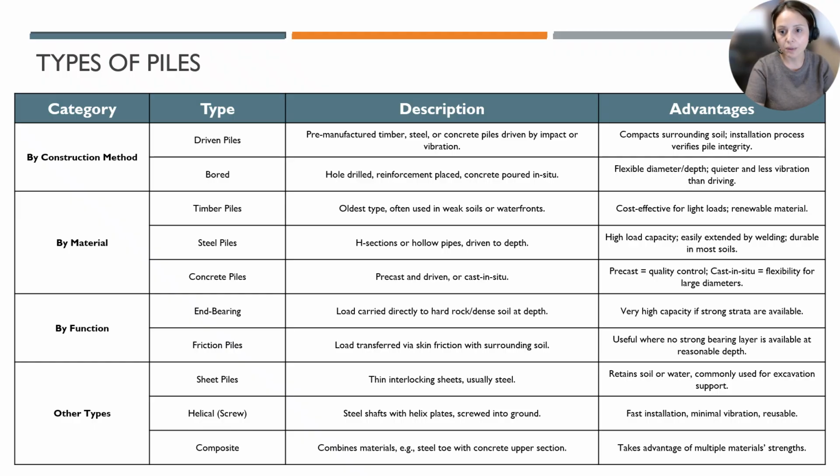Finally, there's some other types worth mentioning. Sheet piles are typically used as retaining walls, more about holding back soil or water than carrying structural loads. Helical piles or screw piles have helix-shaped plates and literally screw into the ground, which makes installation fast and clean. And composite piles combine materials like a steel section on the bottom for driving and a concrete section on top for durability. So as you can see, there are numerous types of piles, and the method, material, and type all depend on the soil conditions and what the project requires.